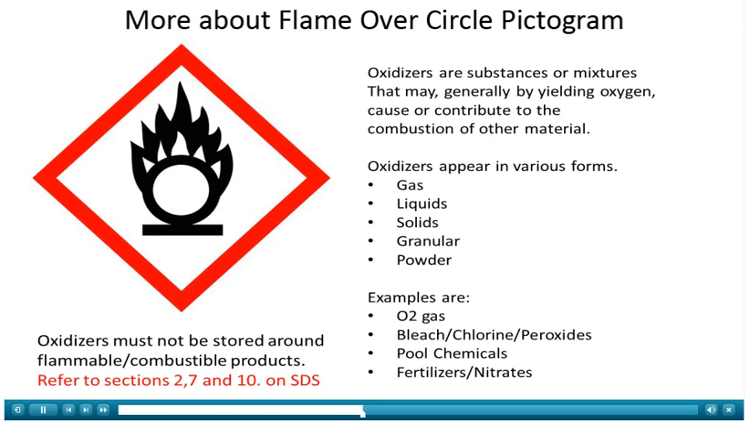Examples are O2 gas, bleach, chlorine, peroxides, pool chemicals, fertilizers, nitrates. Oxidizers must not be stored around flammable combustible products. Refer to sections 2, 7 and 10 on the SDS.